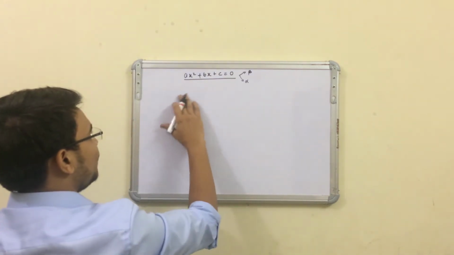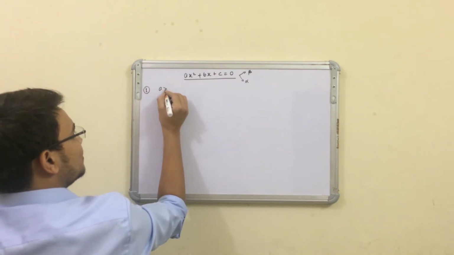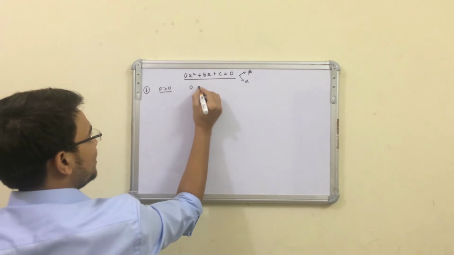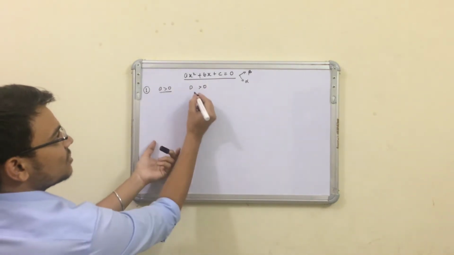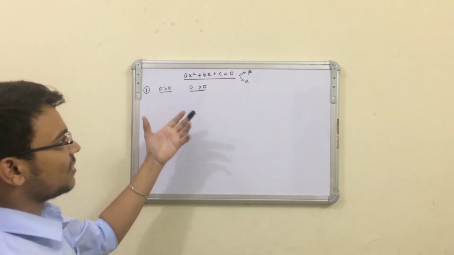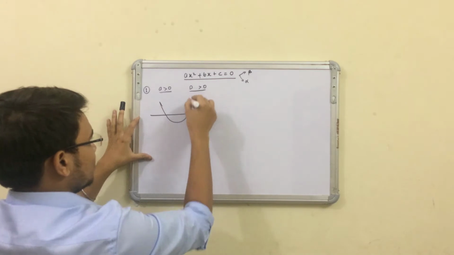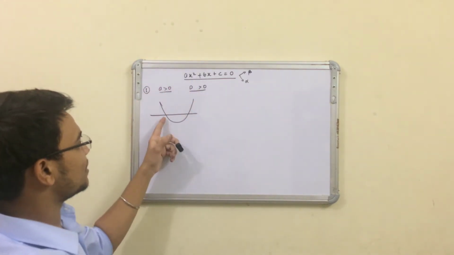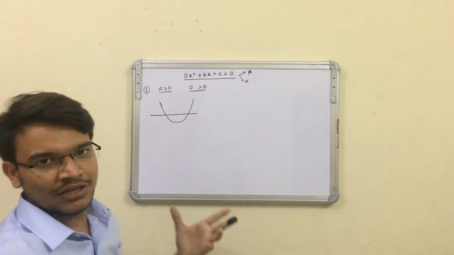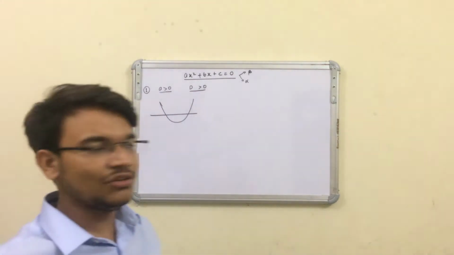In this equation, if we consider the first case, a greater than 0 and discriminant D greater than 0, then the graph of this equation would be like this. Since a is greater than 0, the parabola opens upward. D greater than 0 means it has two distinct roots, maybe rational, maybe irrational, whatever it is.